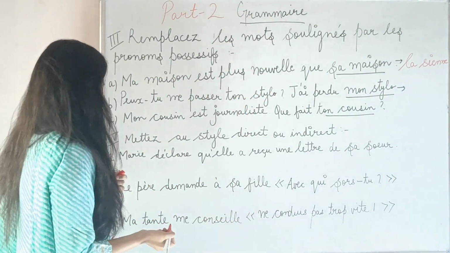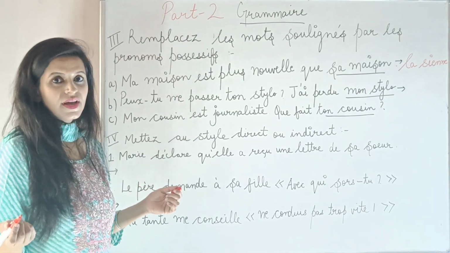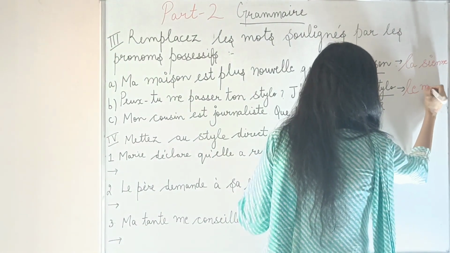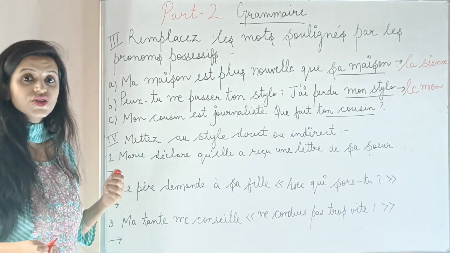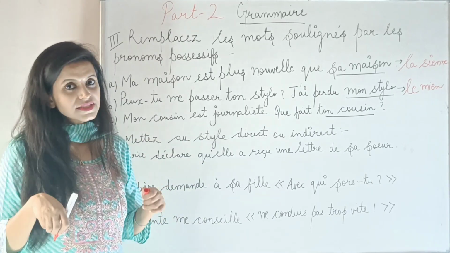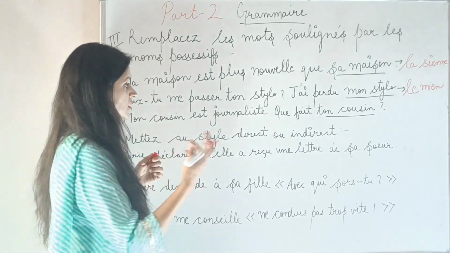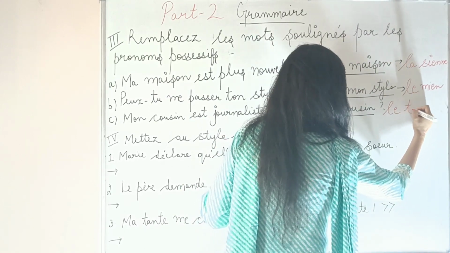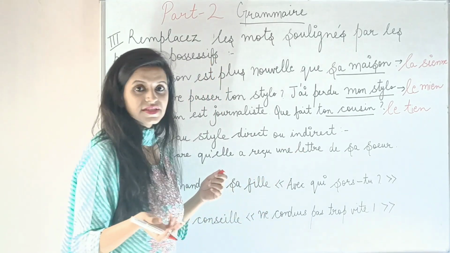Let's move to the next part. Peux-tu me passer ton stylo? Can you pass me your pen? J'ai perdu mon stylo. I lost mine. J'ai perdu le mien, because stylo is masculine. Next part. Mon cousin est journaliste. My cousin is a journalist. Que fait ton cousin? What does your cousin do? So what does, que fait le tien? What does your cousin do?